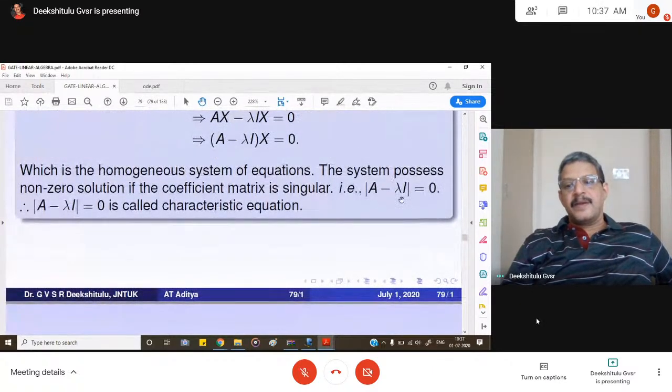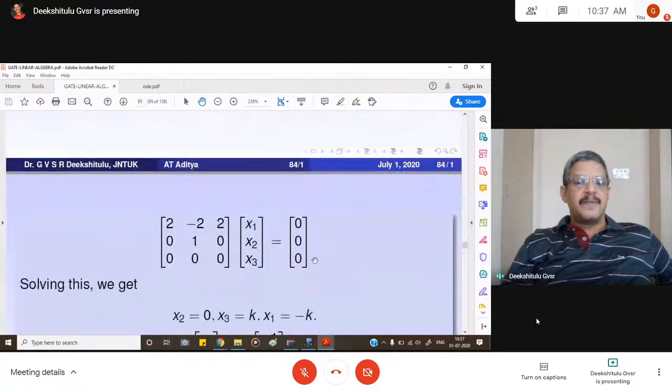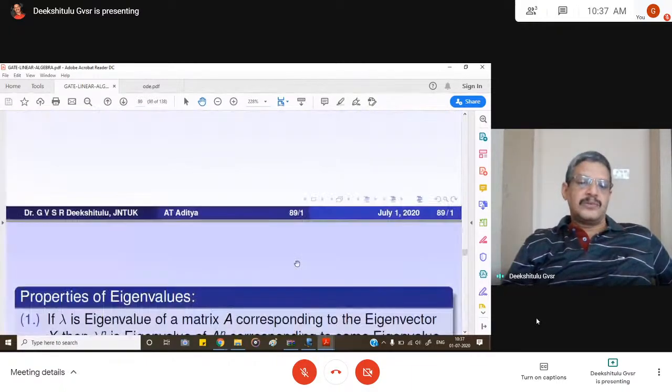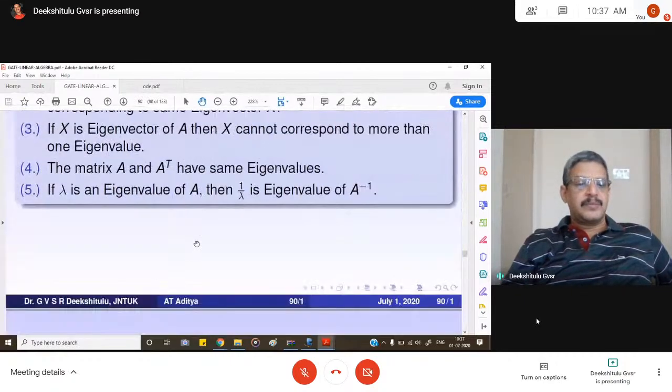What happens when lambda is equal to 0 in eigenvalue? We get determinant of A becomes 0. When determinant of A becomes 0, A is a singular matrix. So A inverse does not exist. These types of consequences they are asking based on the properties of eigenvalues. Be very careful with these properties.